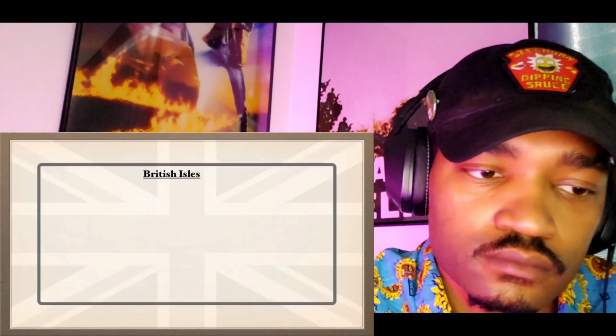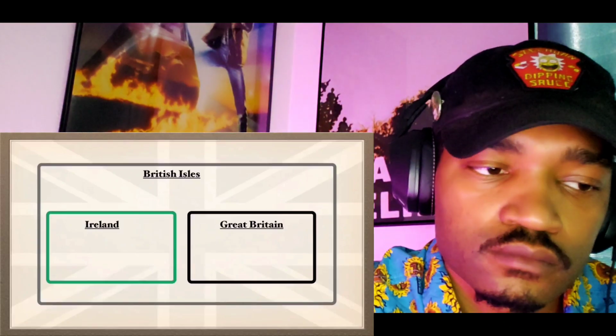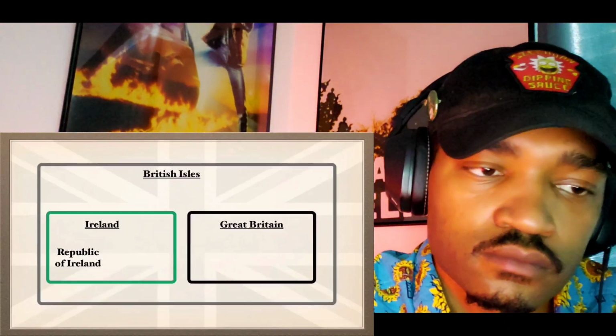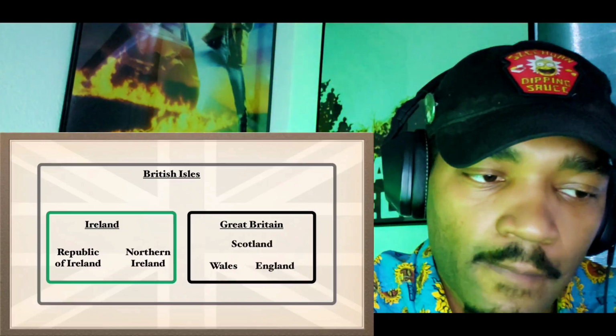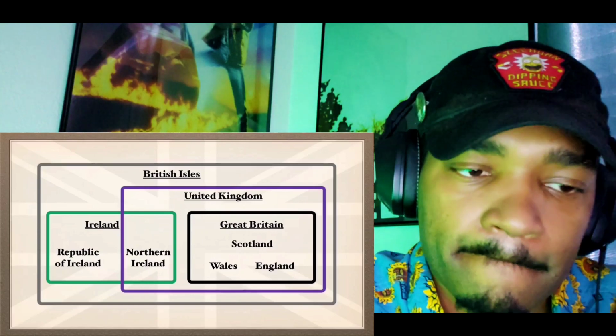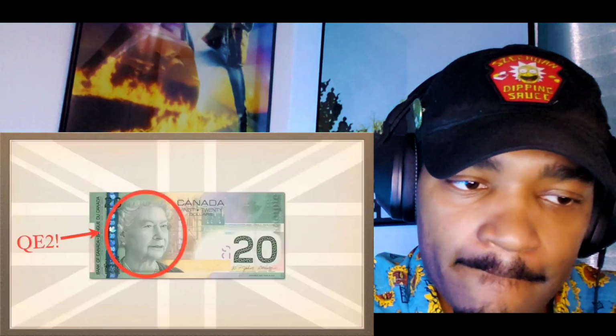To review, the 2 largest islands in the British Isles are Ireland and Great Britain. Ireland has on it 2 countries, the Republic of Ireland and Northern Ireland, while Great Britain mostly contains 3, England, Scotland, and Wales. These last 3, when combined with Northern Ireland, form the United Kingdom. There are still many unanswered questions, such as why when you travel to Canada is there British royal?